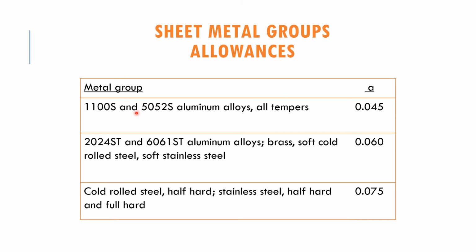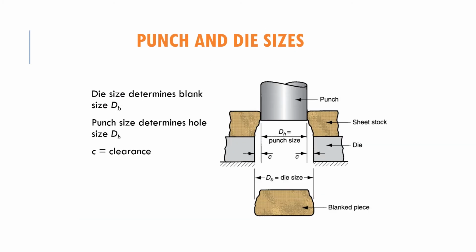So this is the calculation for the clearance. Now for the A value, it is based on the metal group. For example, 1100S and 5052S aluminium alloy, which is being tempered, the A value is 0.045. Then for this aluminium alloy, brass, soft cold rolled sheet, soft stainless steel, the allowance is 0.06. And cold rolled steel, half hard stainless steel is much higher, which is 0.075.